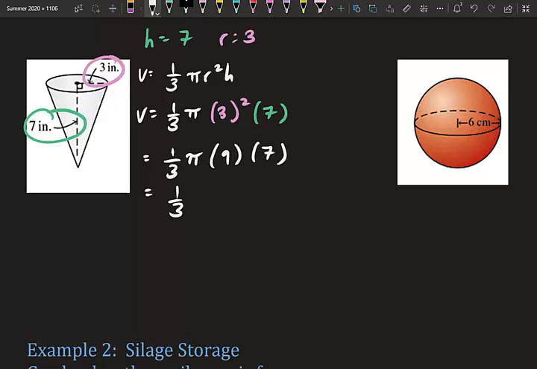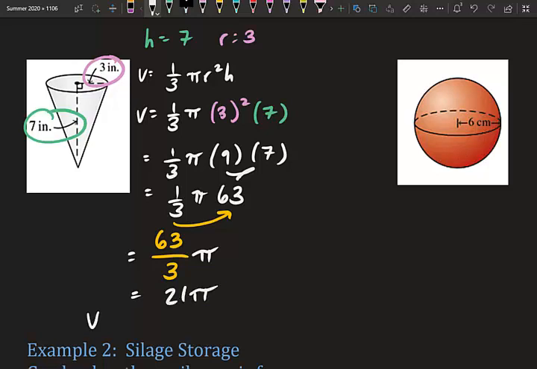So we have 1/3 pi. I'm going to multiply these together. So 9 times 7 is 63. Now I'm going to put the fraction underneath the 63. So it becomes 63 over 3 pi. We can do 63 divided by 3, because 63 divided by 3 is 21. So we have 21 pi, and that is approximately 65.97 inches cubed.